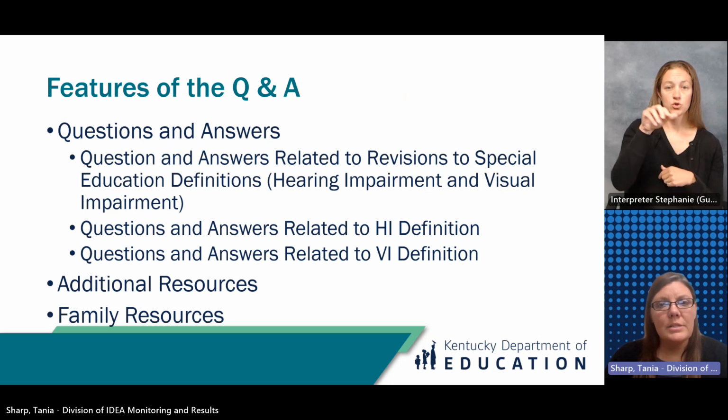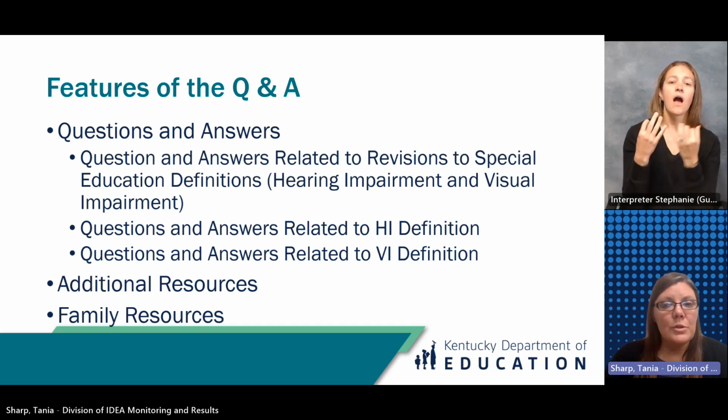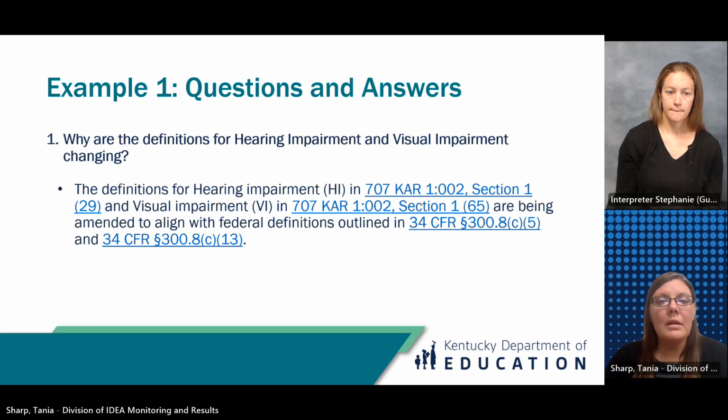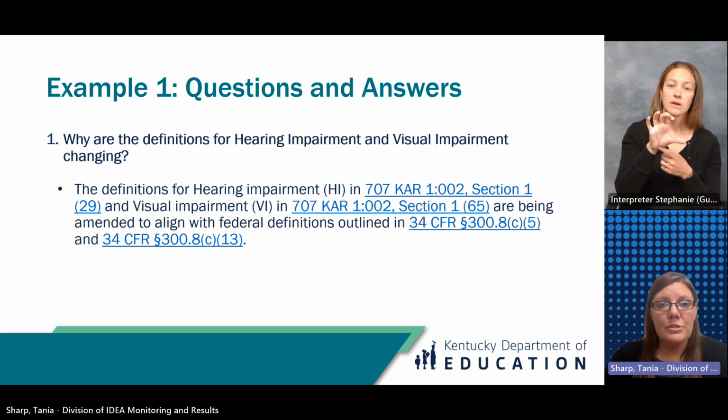The Q&A is organized to include a quick overview of why the document was created. This non-regulatory guidance addresses the revisions to the definitions for hearing impairment and visual impairment and other frequently asked questions that may impact students with disabilities. Finally, the document includes a list of additional resources that may assist districts and families in supporting students who may have hearing or visual related disabilities. In the document, there are questions and answers related to both hearing impairment and visual impairment, as well as individual sections that address hearing impairment and visual impairment separately.